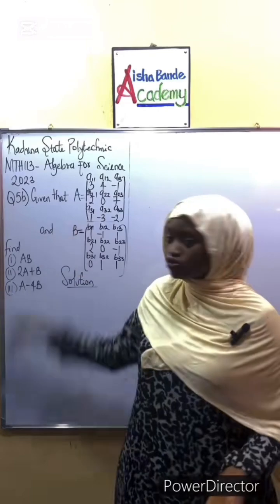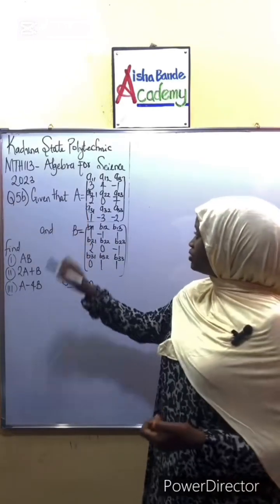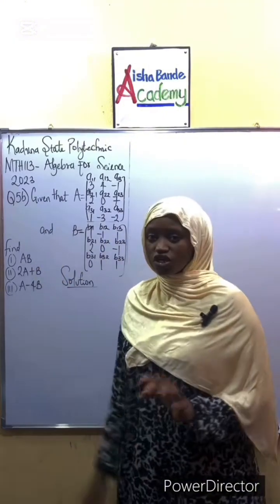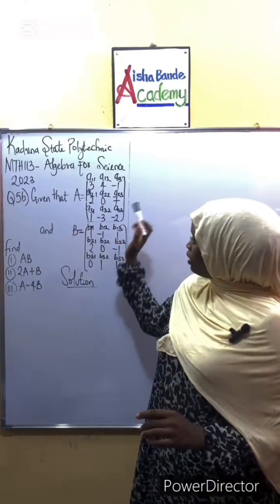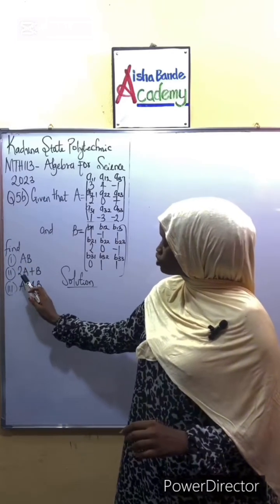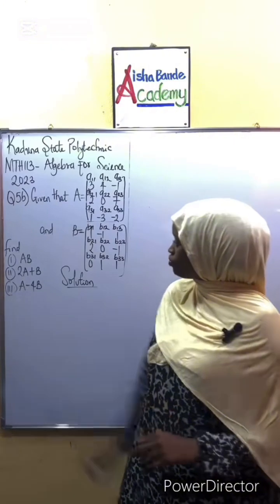So let's move on to the calculation question. We have matrix A and B. We have three questions to solve here. We are asked to find AB, then the next one is to find 2A plus B, and the last one is to find A minus 4B.